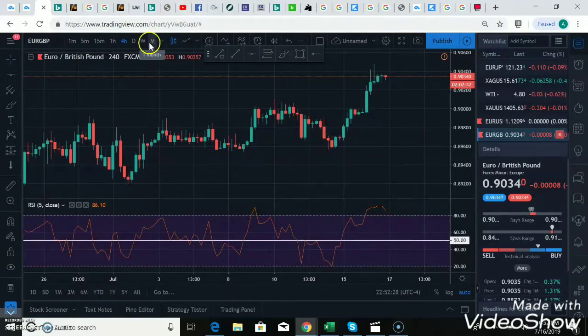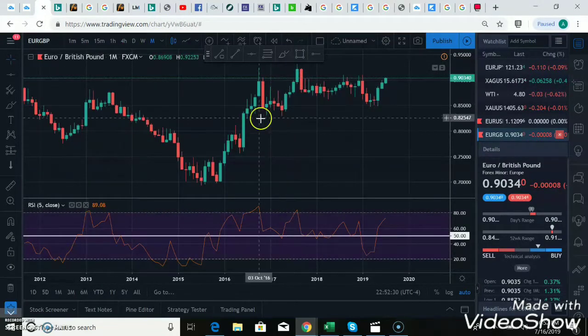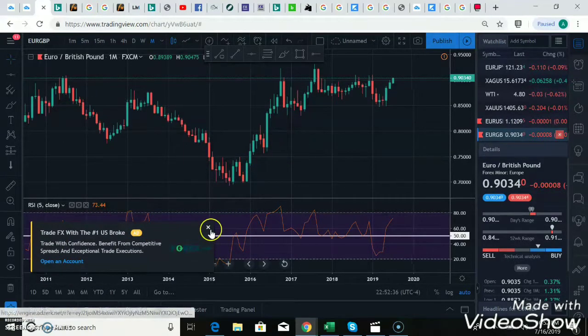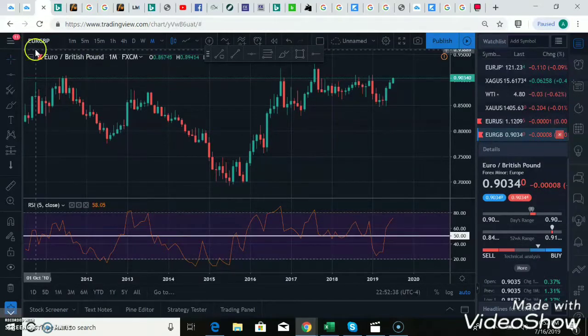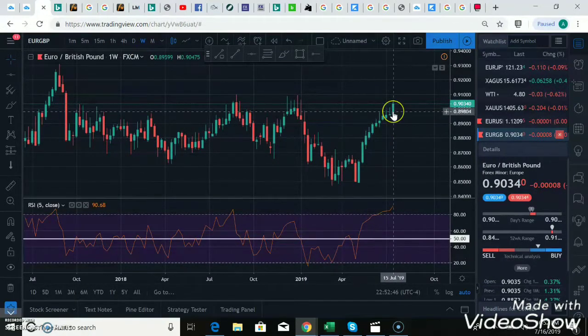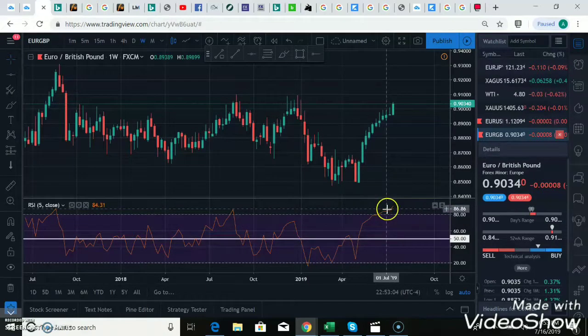So let's look at the monthly to see the way it's trending. Okay, so the monthly looks like it's on the uptrend. This pair, Euro GBP, it's on the uptrend. So we look at the weekly. The weekly is on an uptrend. So if I was to be using the RSI signal, I would filter the signal in the direction of the trend that I believe the pair is in. So this pair is on an uptrend. Okay?